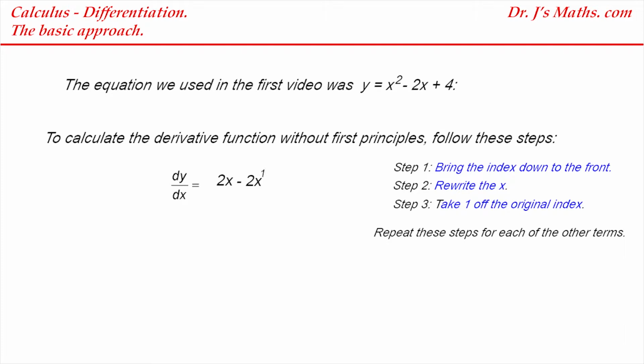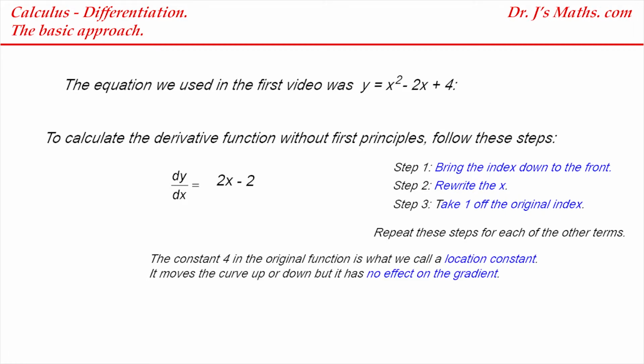That's really x to the 1. When we bring the 1 down to the front, it's 2 times 1, so it's still 2. x to the 1 minus 1, which is 0, so x to the 0 is 1, so it becomes minus 2.